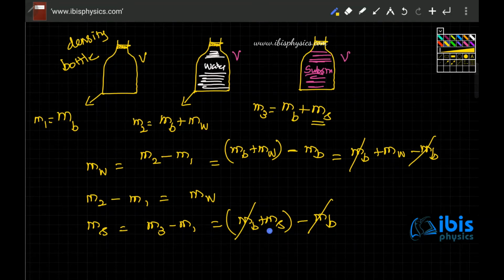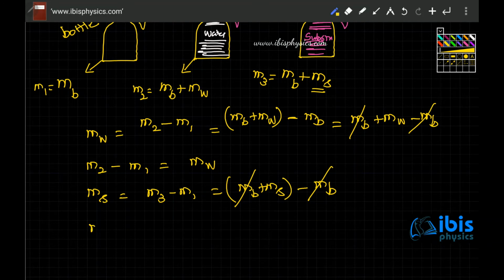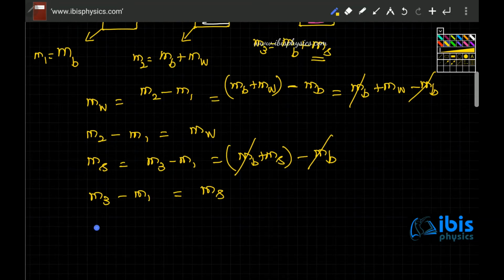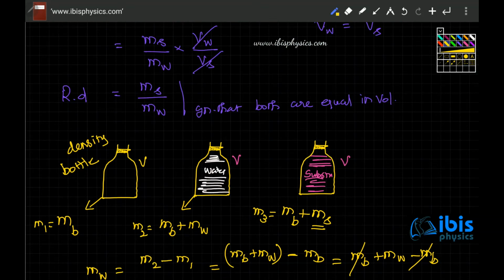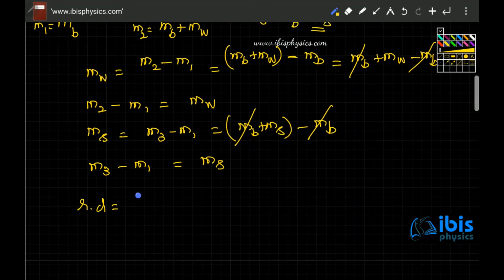So M3 minus M1 is the mass of the substance. Then we know that relative density is equal to the mass of the substance by the mass of the water, given that the volumes are equal.